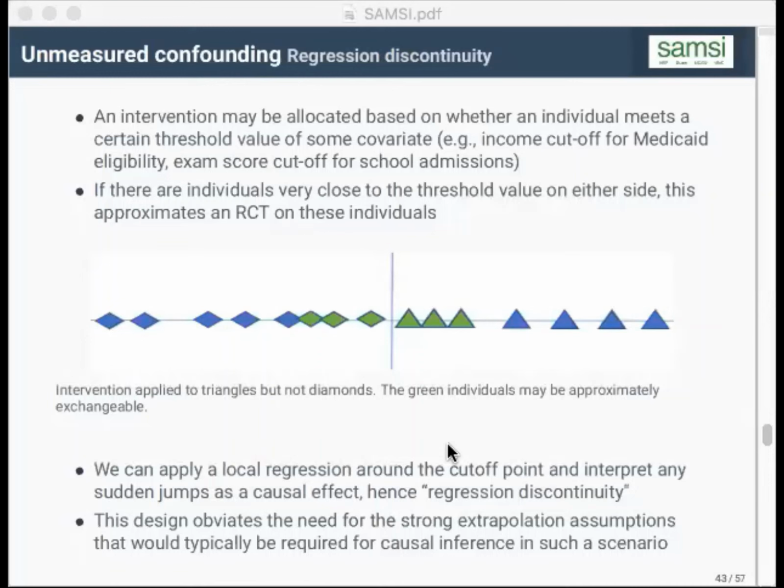These threshold cutoff scenarios are huge problems for standard causal inference because they violate positivity. If you fall below the cutoff, you're only eligible for one particular treatment assignment, and if you fall above the cutoff, you're only available for the other treatment assignment. But the idea that people just above and just below the cutoff are comparable to one another obviates the need to use other kinds of extrapolation techniques to get around this positivity violation.